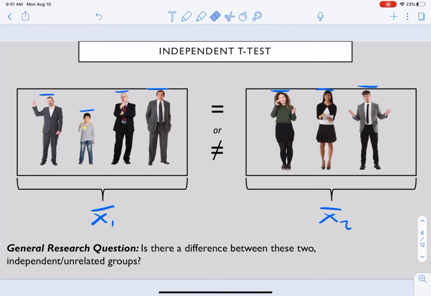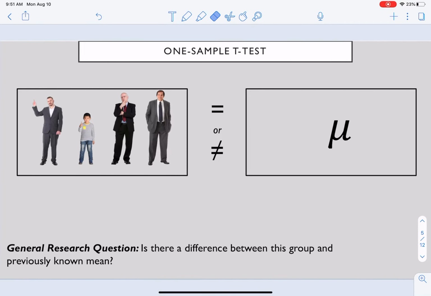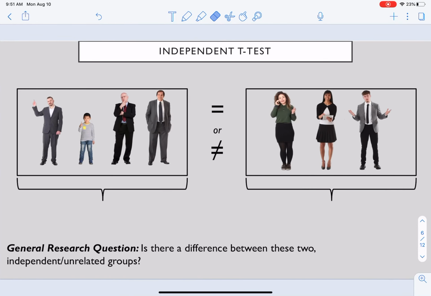Okay, so that's that situation, and this is when you would use an independent t-test, and only an independent t-test. In the previous situation, you would only ever use a one-sample t-test. You can only use an independent t-test or a two-sample t-test in this situation.